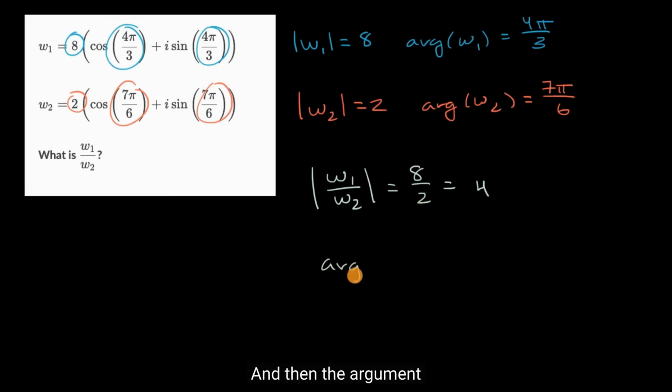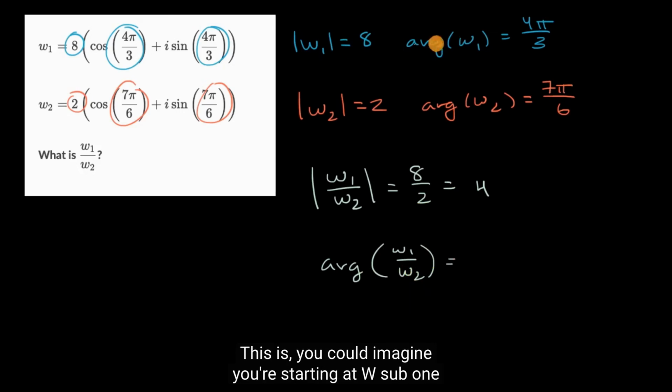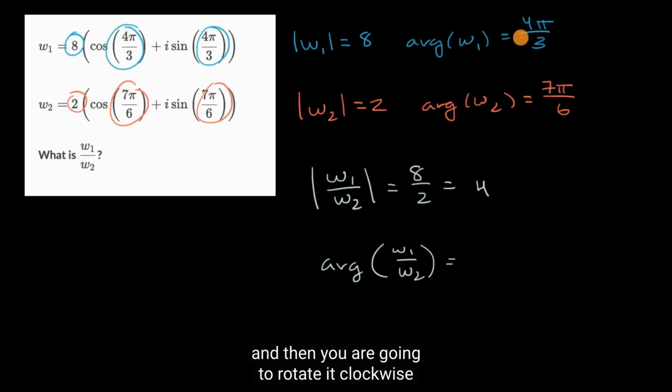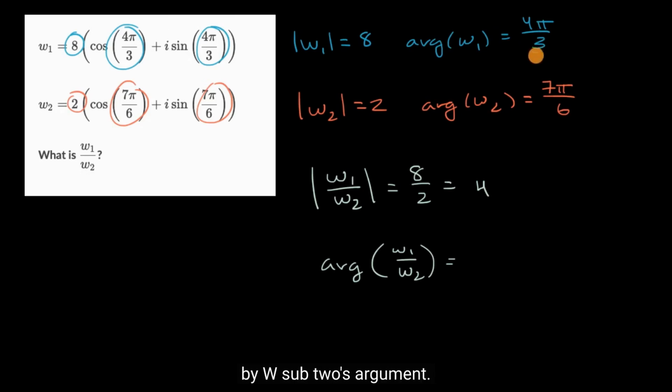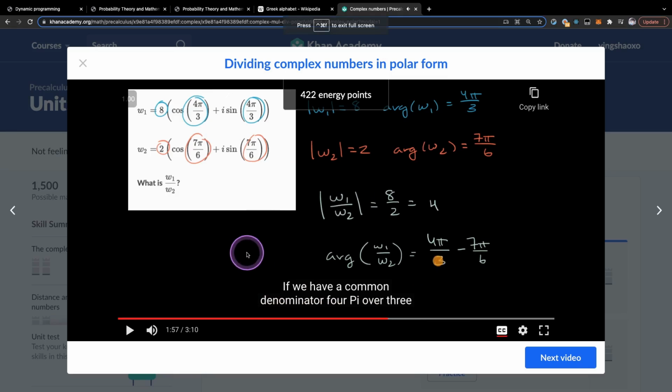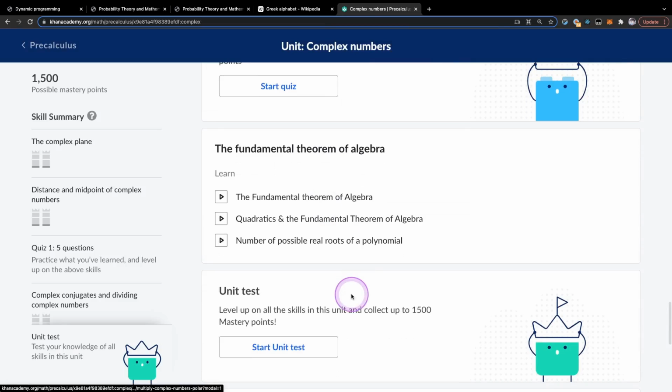And then the argument of w sub 1 over w sub 2. You could imagine you're starting at w sub 1, and then you rotate it clockwise by w sub 2's argument. So this is going to be 4 pi over 3 minus 7 pi over 6, and let's see what this is going to be. Okay, it is exactly what it should be. So for the division, you do it differently: for the modulus, you still do the division, but for the angle, you do a subtraction. Okay, we're almost done.